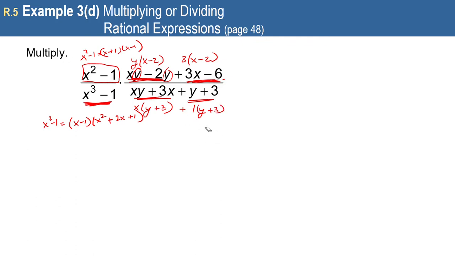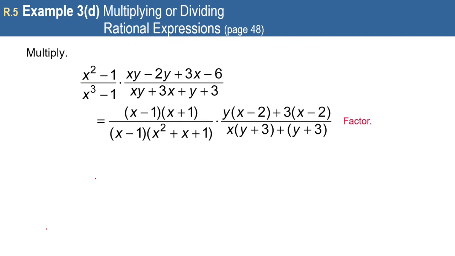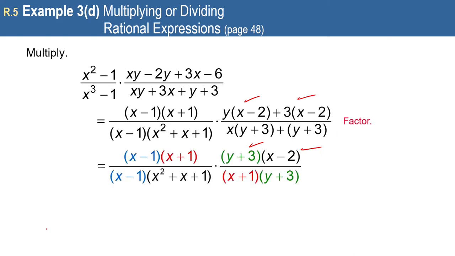So we pulled out a 1, we get y plus 3. This can be written as x minus 1 times x plus 1 over x minus 1 times x squared plus x plus 1. That's again from the difference of cubes. And then we can factor out the GCF for the top pair, the second pair, and then we'll do the same process on the bottom. This factors as x minus 1 times x plus 1 over x minus 1 times x squared plus x plus 1.